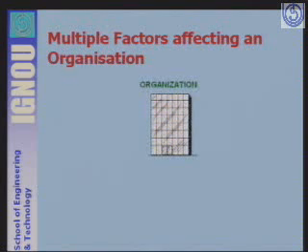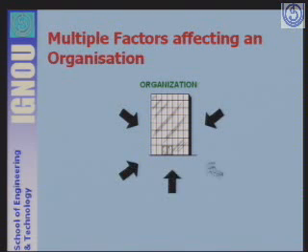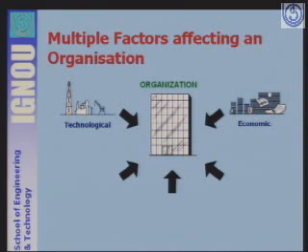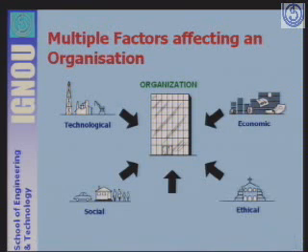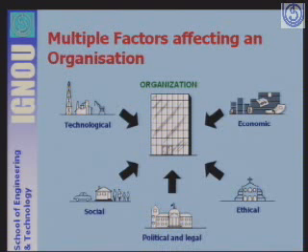We can see here is one organization. This organization is working and there are many factors around it. You can see first is the technological factor, the economical factors, the social factors, ethical factors, and political and legal factors. So these are different factors which are affecting the organization when you are taking a decision. Suppose an organization wants to take one decision, then one decision taken may be in support of one factor, but it will be in contrary to the other factor.